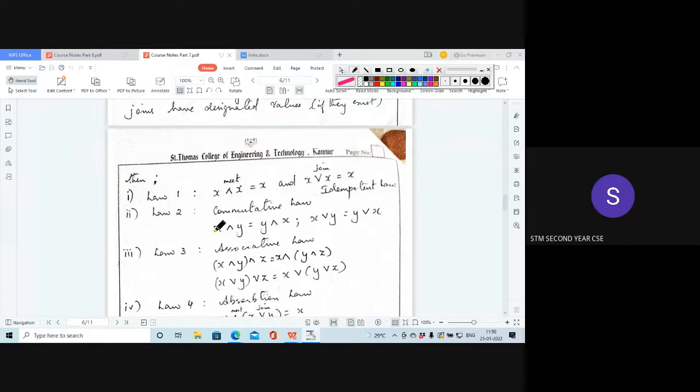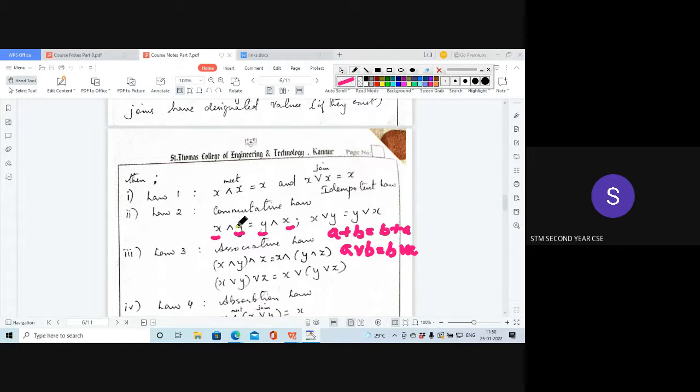What is commutative law? X and Y is equal to Y and X. You might have studied earlier, isn't it? A plus B is equal to B plus A. This is commutative law, isn't it? Or A or B is equal to B or A. And this is commutative law.